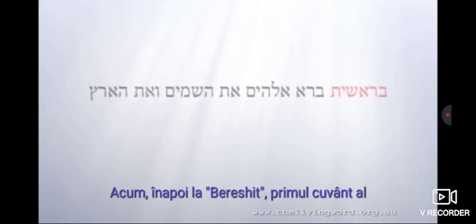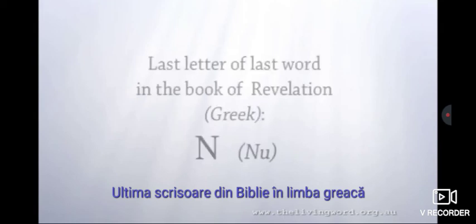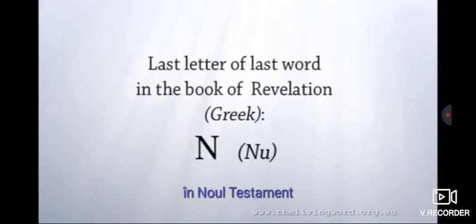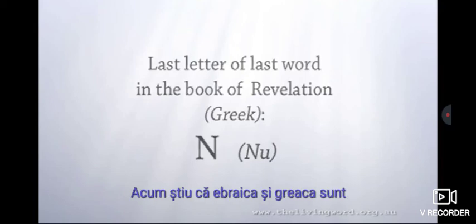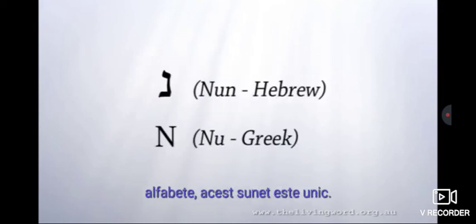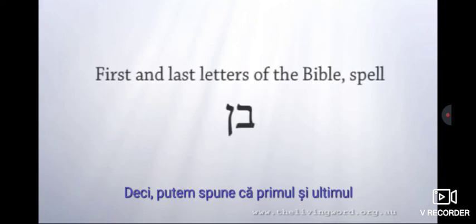Now, back to Bereshit, the first word of the Bible. Bet is the second letter of the alphabet, but bet is the first letter in the Bible. The last letter in the Bible, in Greek, in the New Testament, is ni. It is the last letter of the last word in the book of Revelation. Now, I know that Hebrew and Greek are different alphabets, but in both alphabets, this sound is unique. Nun in Hebrew, ni in Greek. So we can say that the first and last letters of the Bible spell ben, son in Hebrew.